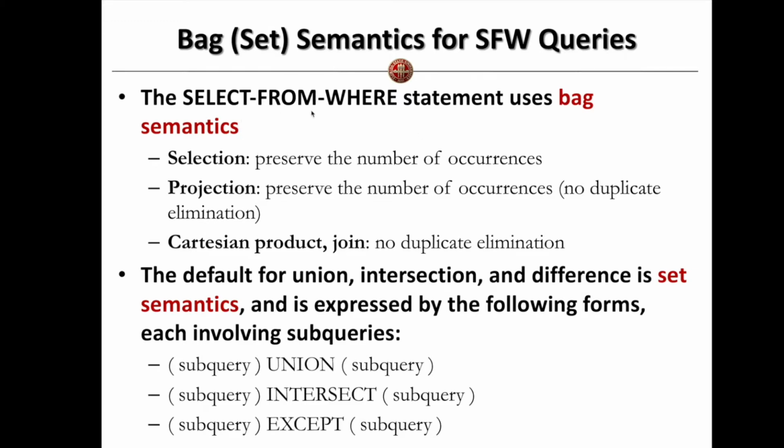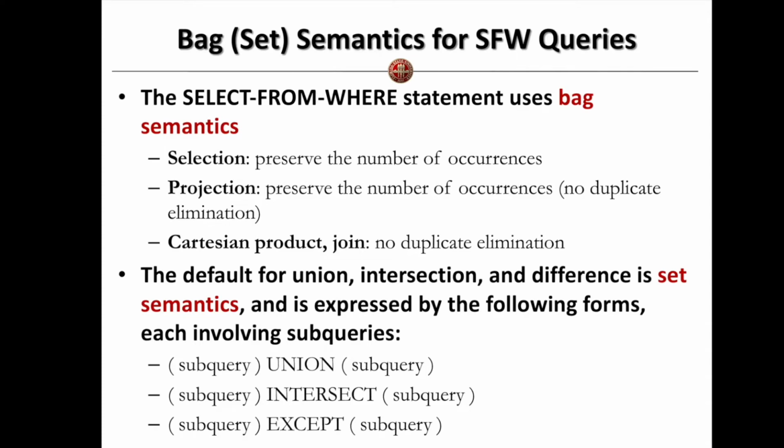Before, the standard select-from-where statement uses bag semantics. If you still remember in relational algebra, we have talked about some operations, right? The selection, projection, product, and joins. Remember, for these operations, we never eliminate duplications. We allow duplicate records in the results. Therefore, we say these operations use the bag semantics because they allow duplicates of the tuples.